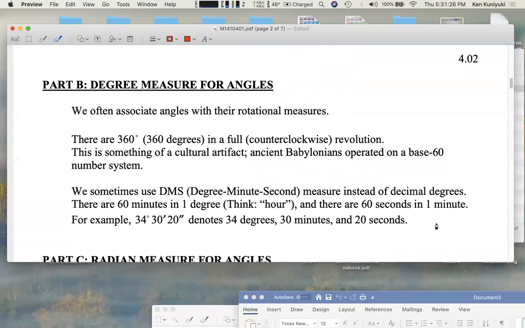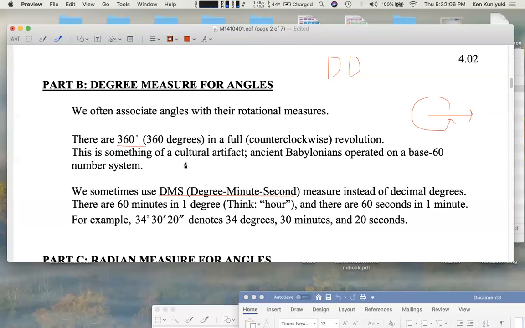Okay, so degree measure for angles. There are actually two ways of doing this. Decimal degrees, which are often denoted as DD, and DMS measure, degree minute second. We often associate angles with their rotational measures, right? The kind of rotation you're talking about. Now, in a full counterclockwise revolution, we call that doing a 360, right? That's 360 degrees. You go in a full revolution back to the initial side. The terminal side is coincident with the initial side.